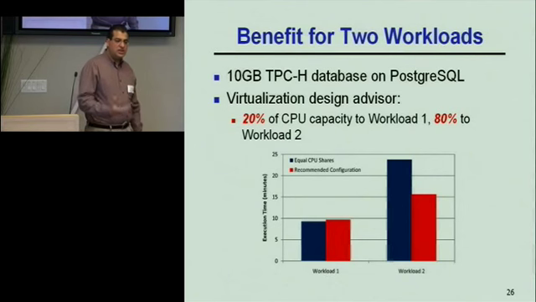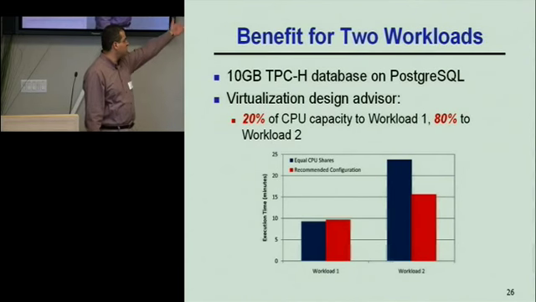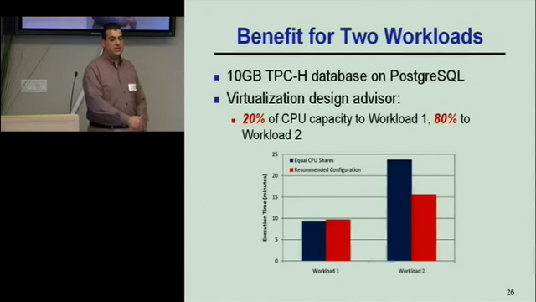Now, if we run our virtualization design advisor, it detects that the first workload is not very CPU sensitive, the second workload is more CPU sensitive, so it decides to give 20% of the CPU capacity to the first workload, 80% to the second workload. The first workload, of course, degrades because we've taken away more than half of its CPU capacity, but it doesn't degrade by much because it's not CPU sensitive, whereas the other workload gains a lot by getting the extra CPU. So these are the kinds of performance gains we're looking for. Easy performance gains by simply making the right resource allocation decisions.